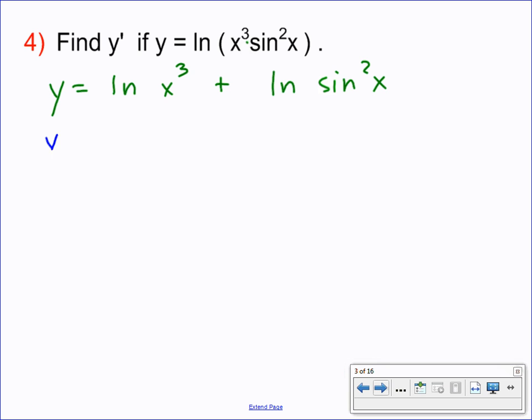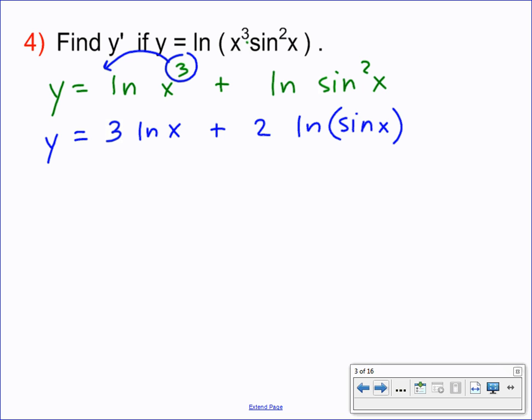So again, another rewrite, not differentiating, just a rewrite. y equals, let's bring that 3 down in front. So 3 times ln x plus, and again, this is a power. It's not x cubed, it's sine of x all squared. So I can bring down that exponent in front as well. So 2 ln of sine of x. And now, finally, we're ready for differentiation.